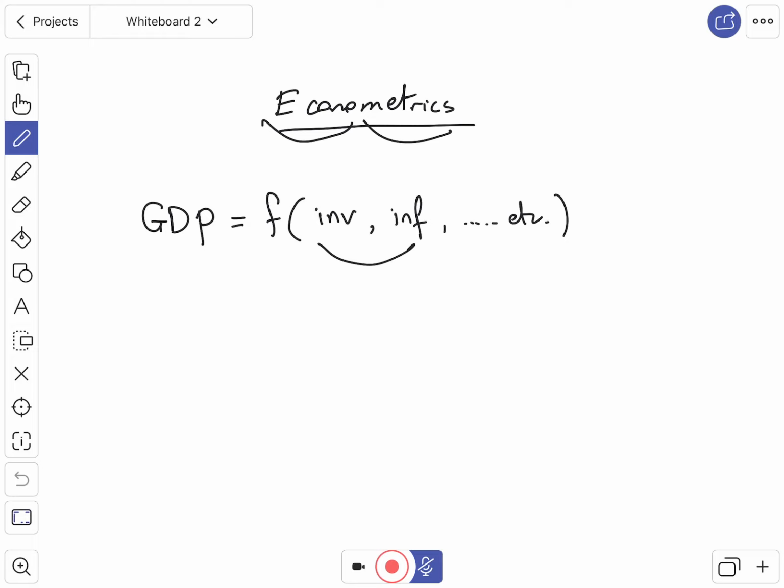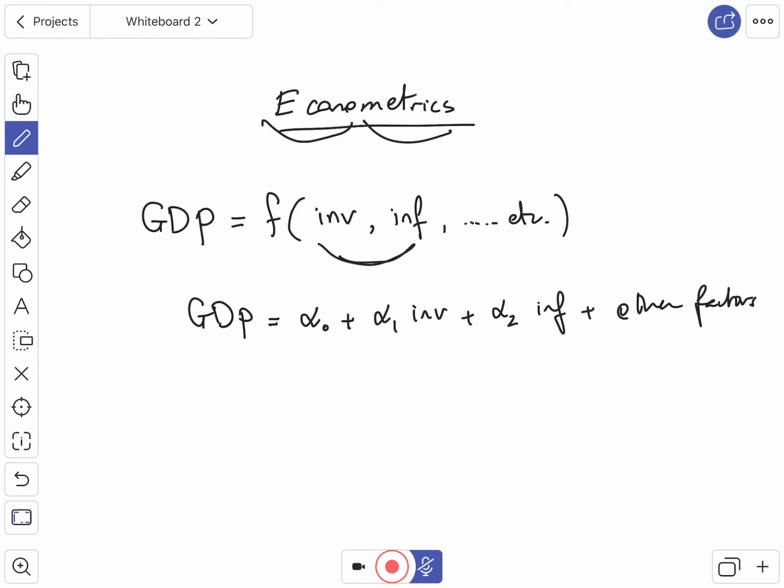If I just focus on these two, then a mathematical way of writing it would be: GDP is equal to a certain constant. Let's call this constant alpha 0, plus a certain slope alpha 1 times investment, plus a second slope alpha 2 times inflation, plus other factors that we will study later.